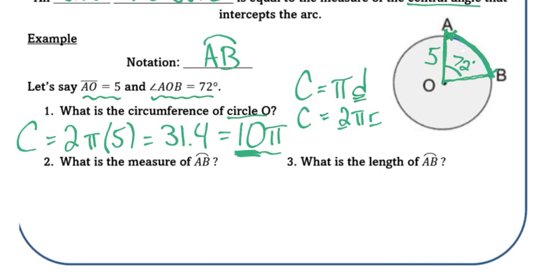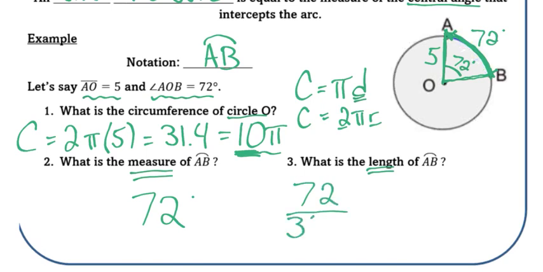Now I want to think about the measure of arc AB. Remember, the arc measure is just a number of degrees, and it's equal to the central angle. So that's going to be 72 degrees also. The length of AB is the distance going from A to B along the edge of that circle. So here we want to think about what portion of the circle is AB. Well, we know that it's a total of 360 degrees, and this is 72 degrees out of that 360. So we know that this arc is measured by 72 out of 360.